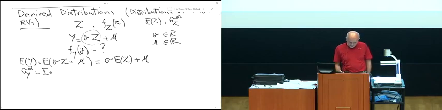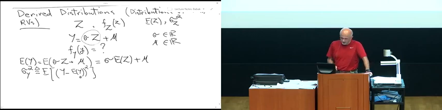When all else fails, go with the definition. The definition says this is what? The expected value of what squared? By definition, this is what? Just give it to me in terms of y and E of y. Y minus E of y, quantity squared. That's the definition of the variance.